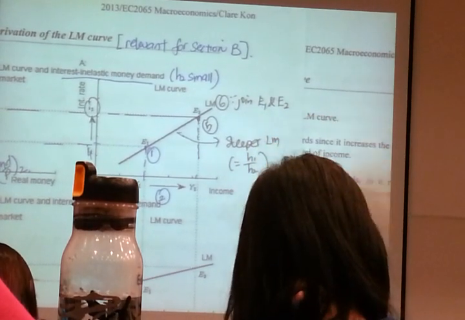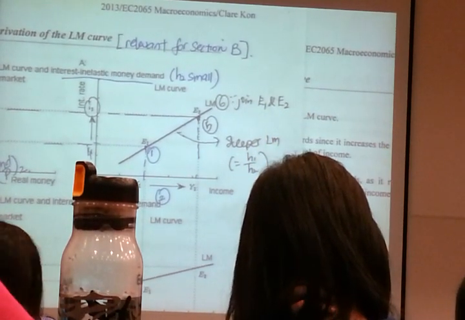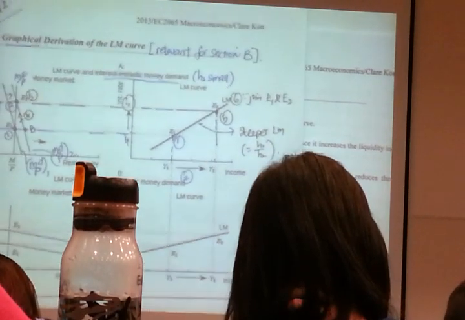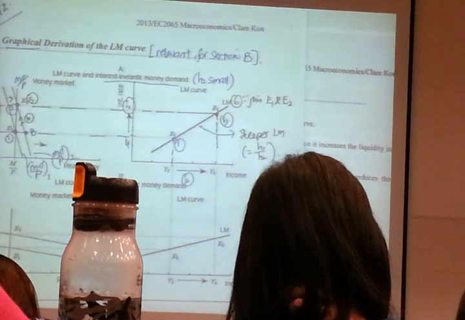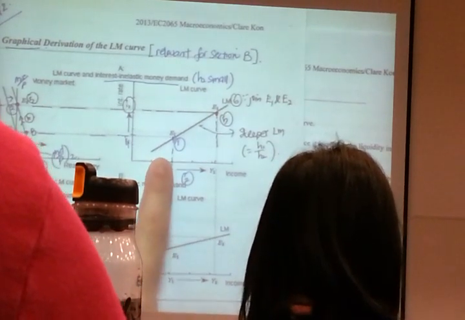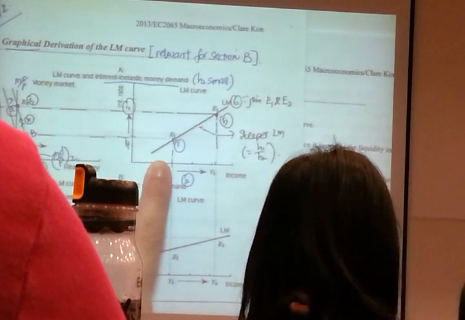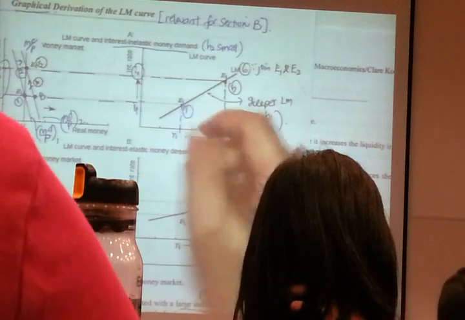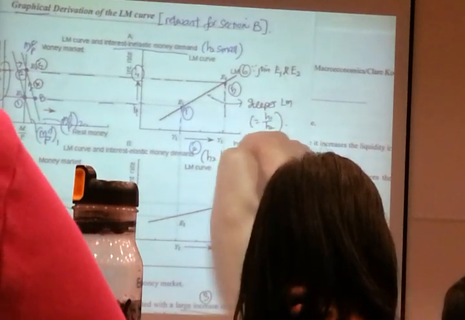Okay, because your H2 is very small. So the graphical approach is useful because you want to see how the slope of money demand has a direct effect on the slope of LM. Okay, so in panel B, which I won't go through already, in this case, your H2 is large.